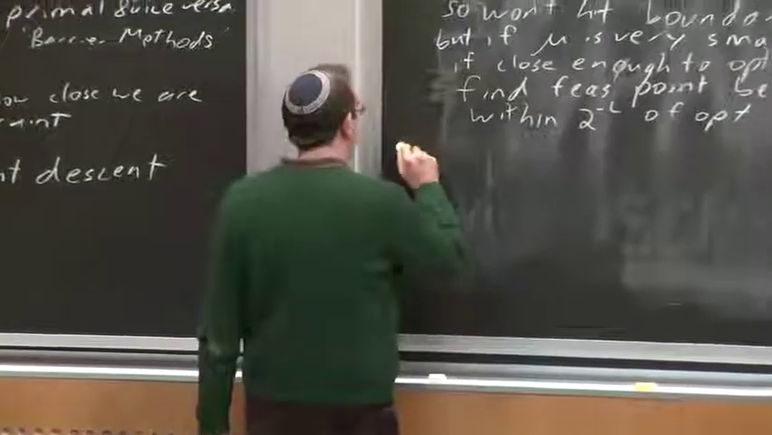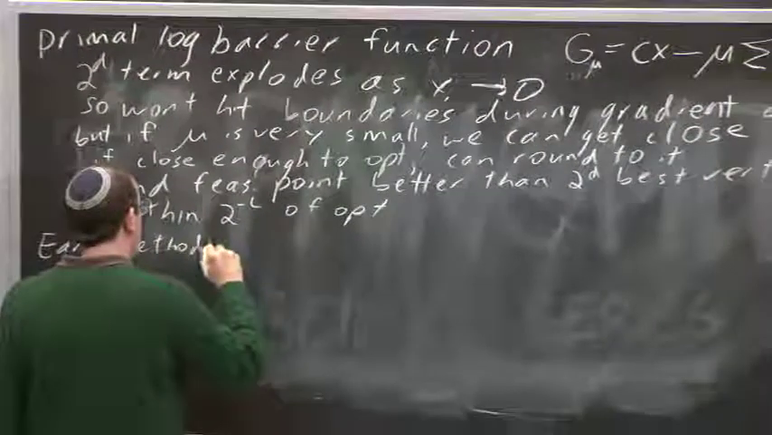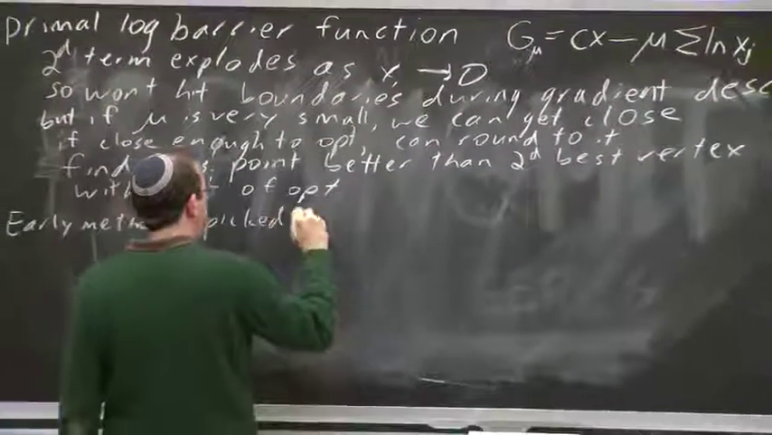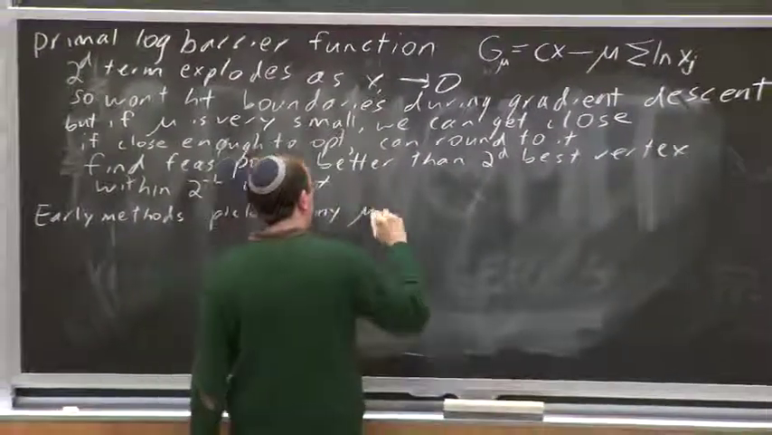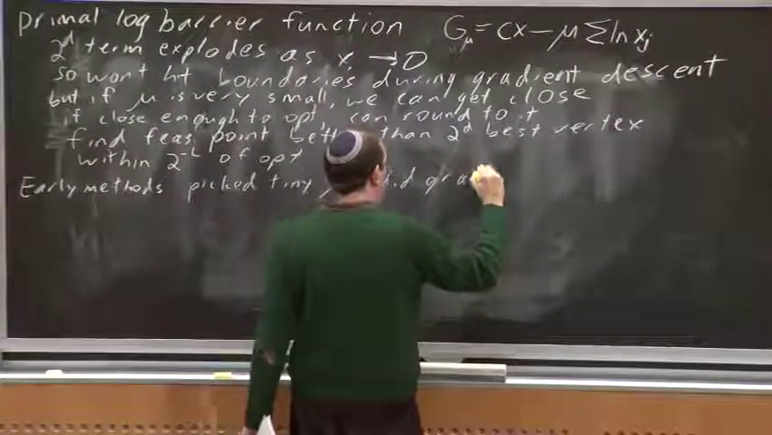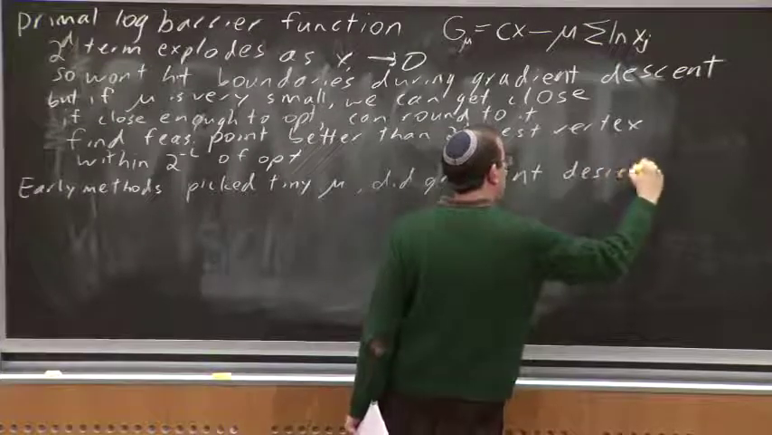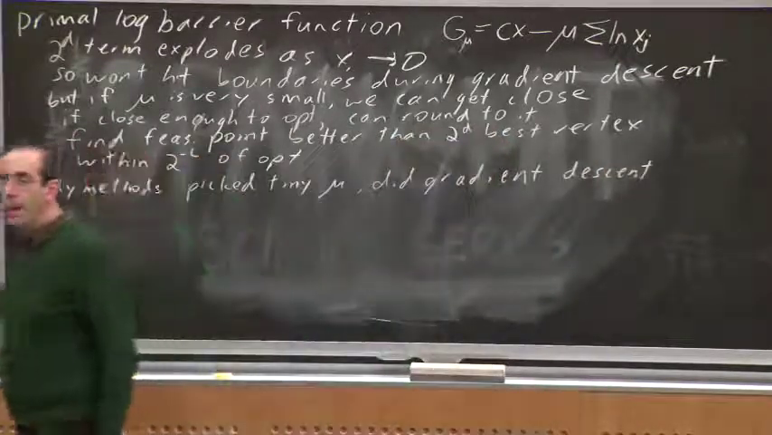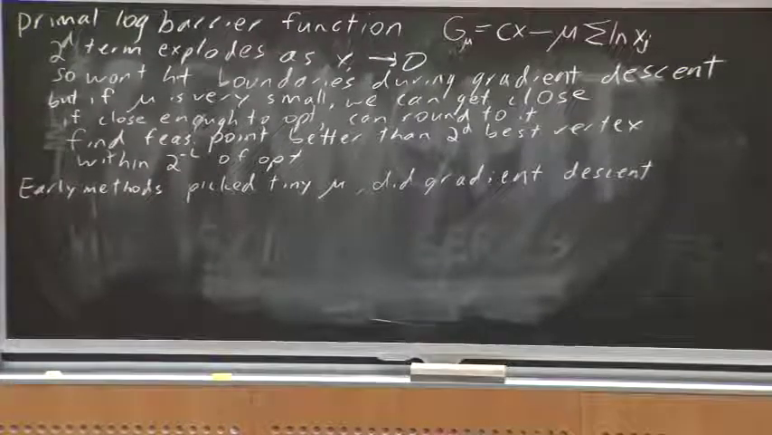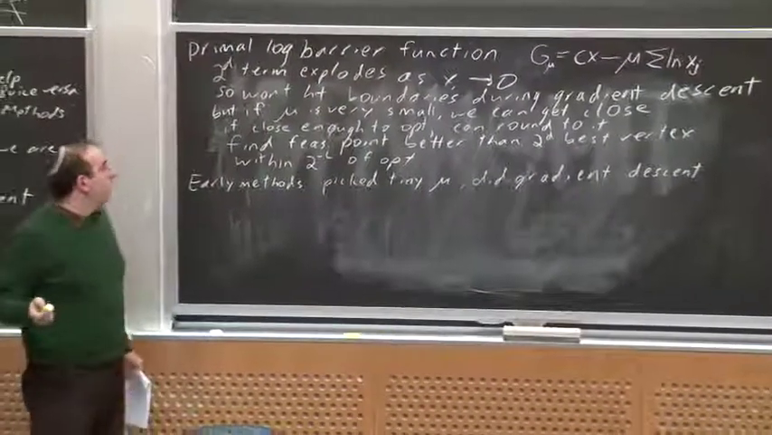The early methods for doing this picked a tiny mu to start with, and did gradient descent using this tiny mu. And that can be made to work, but it's quite complicated to explain. And I know, because I have tried to explain it in the past.